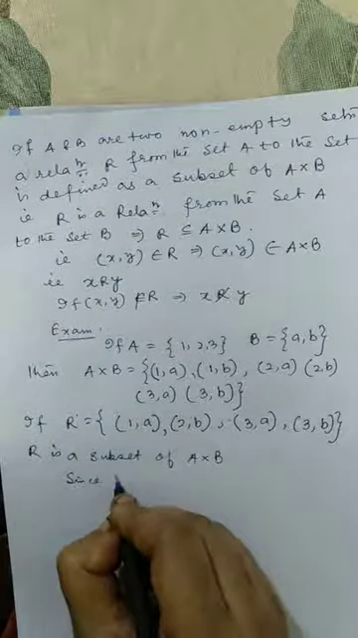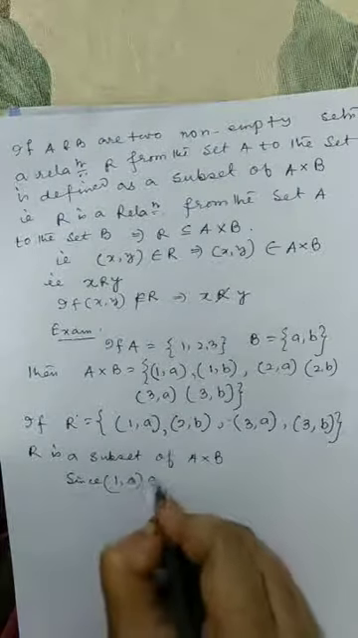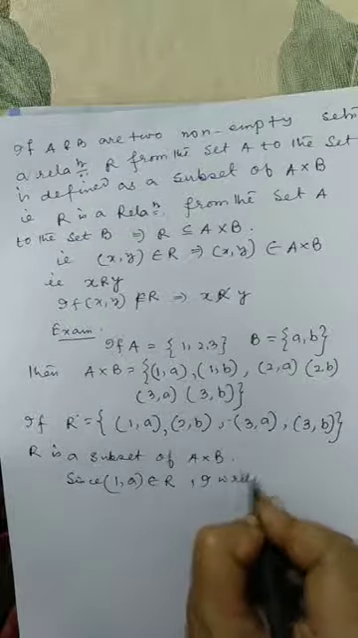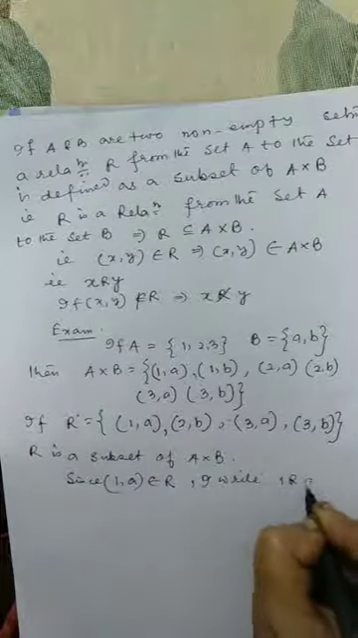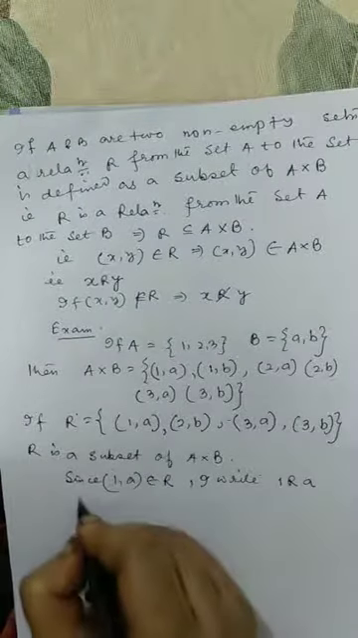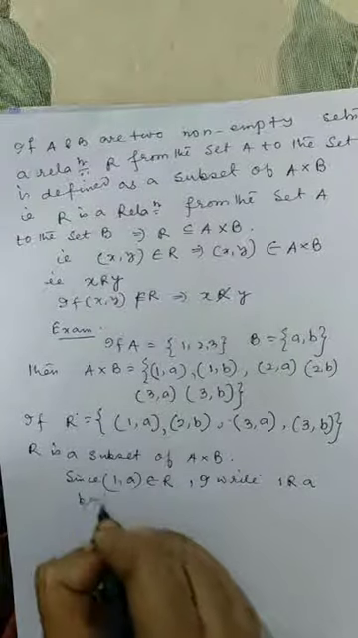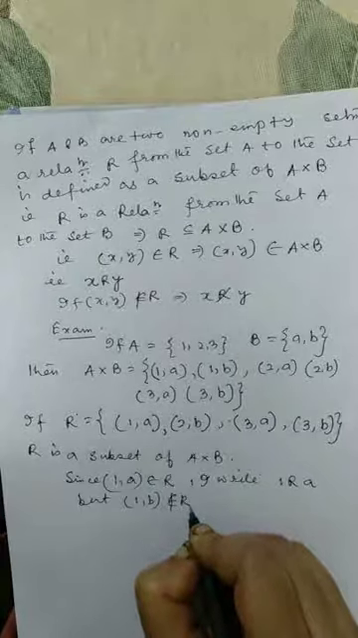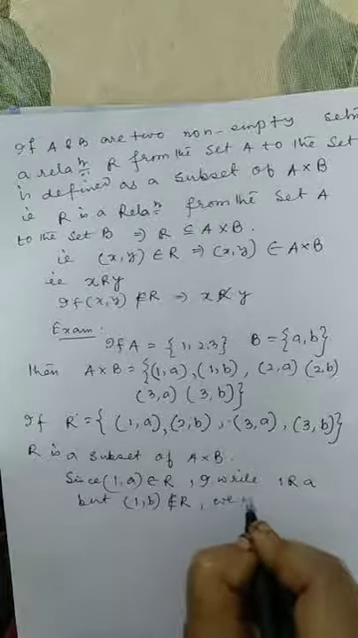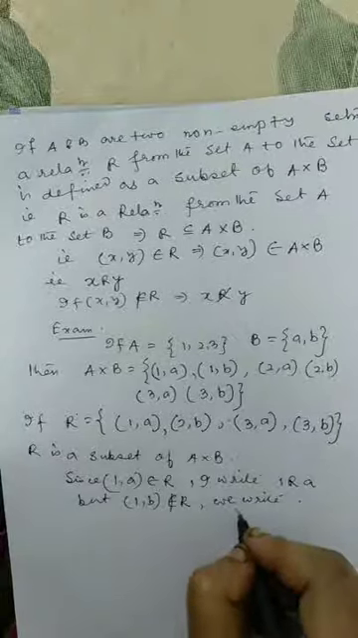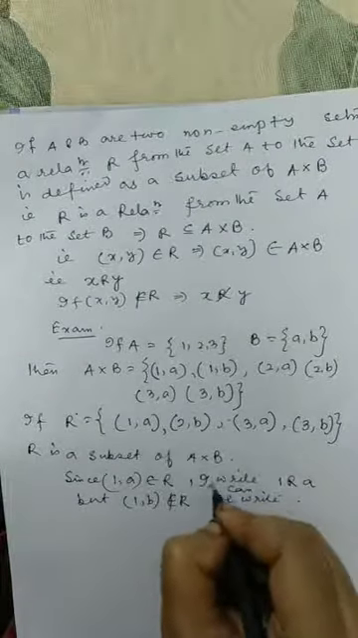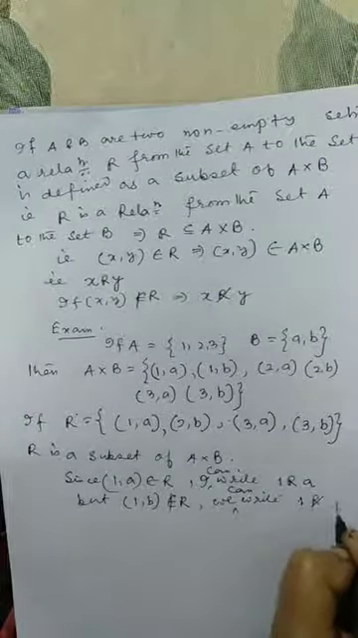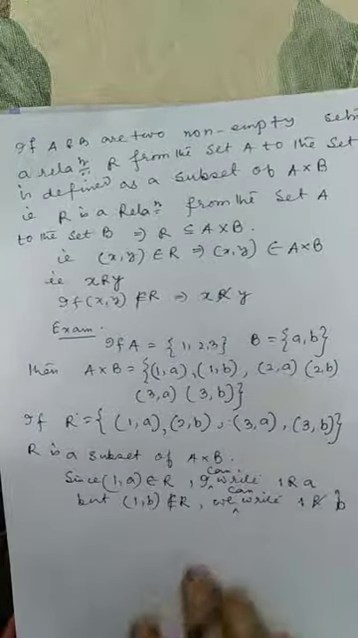Since (1,a) belongs to R, I write 1 is related to a, but (1,b) does not belong to R, so we can write 1 is not related to b. Okay.